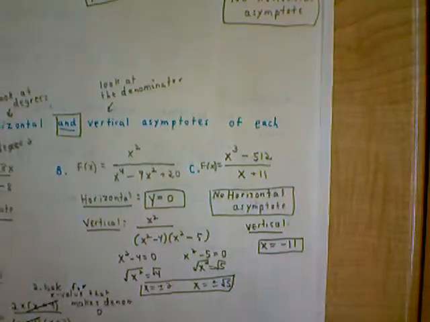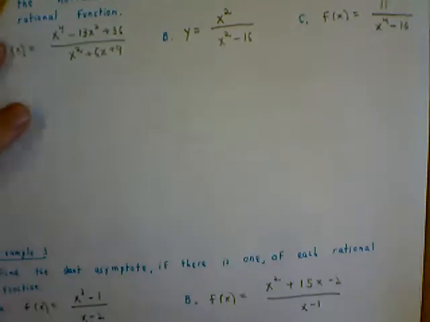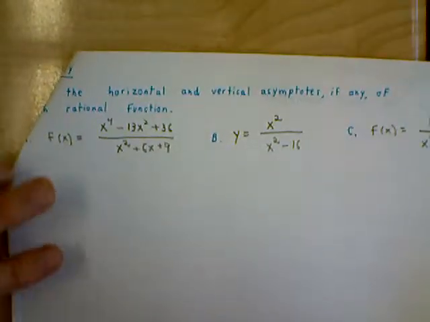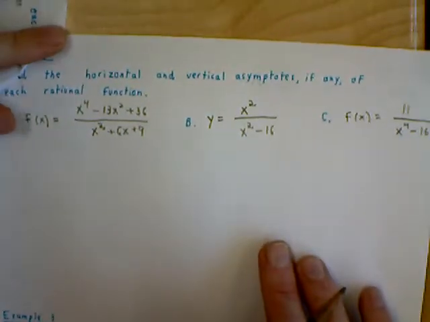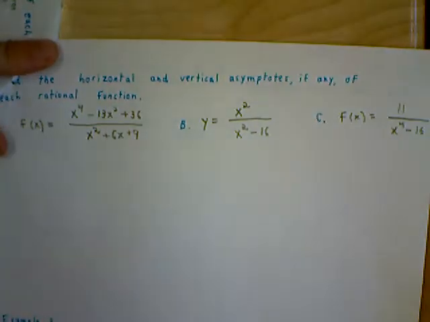For this, go ahead and pause the video. You're going to try these 3. Find the horizontal and vertical asymptotes, if any, of each rational function.